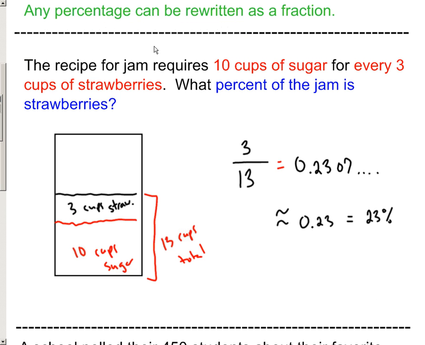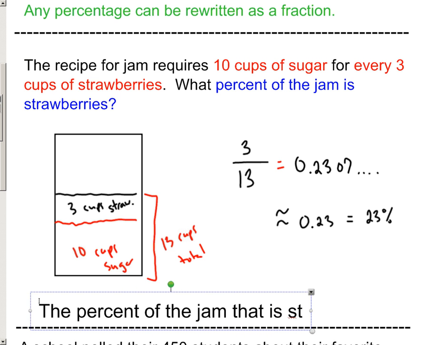And what we have to do then is take a look at the question, what percent of the jam is strawberries, and we start using that question to frame our sentence to answer it. The percent of the jam that is strawberries is 23%.